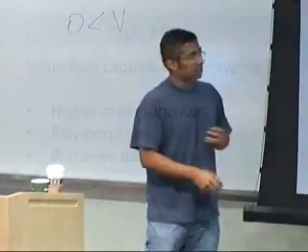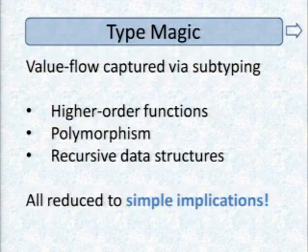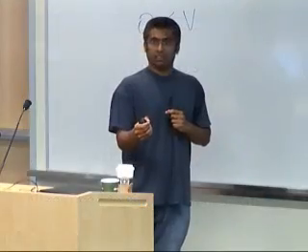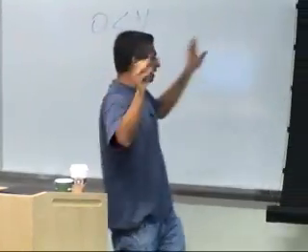Polymorphism, things like generics. And finally, recursive data structures. All these things, they all just crunch down to these very simple implication constraints. Because the way subtyping works is you have some very complicated type.